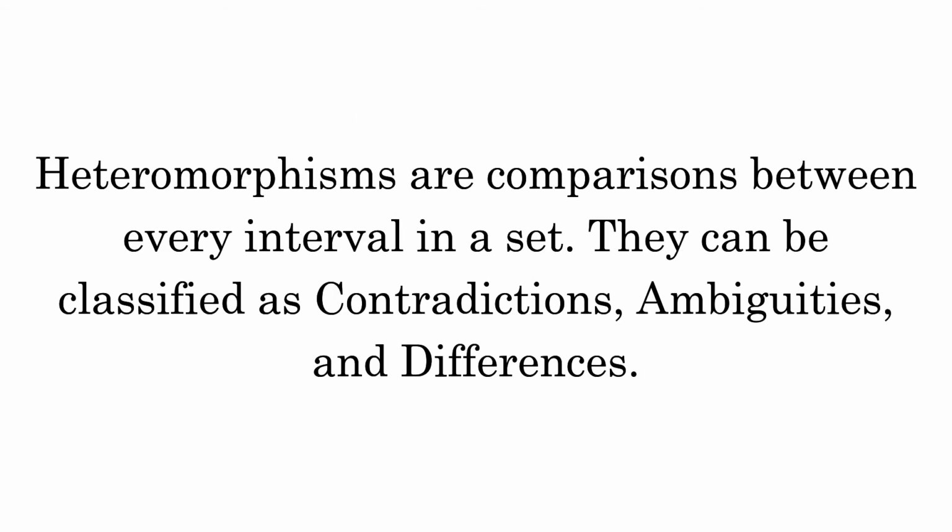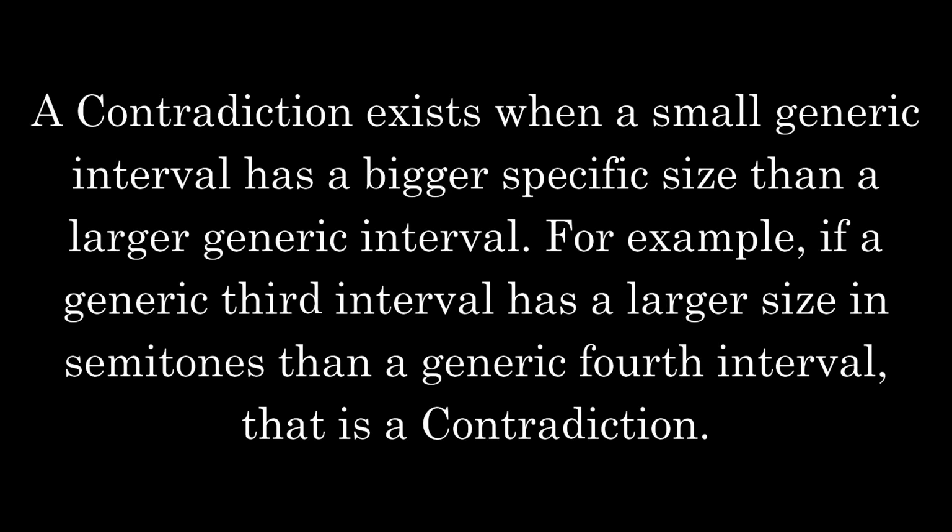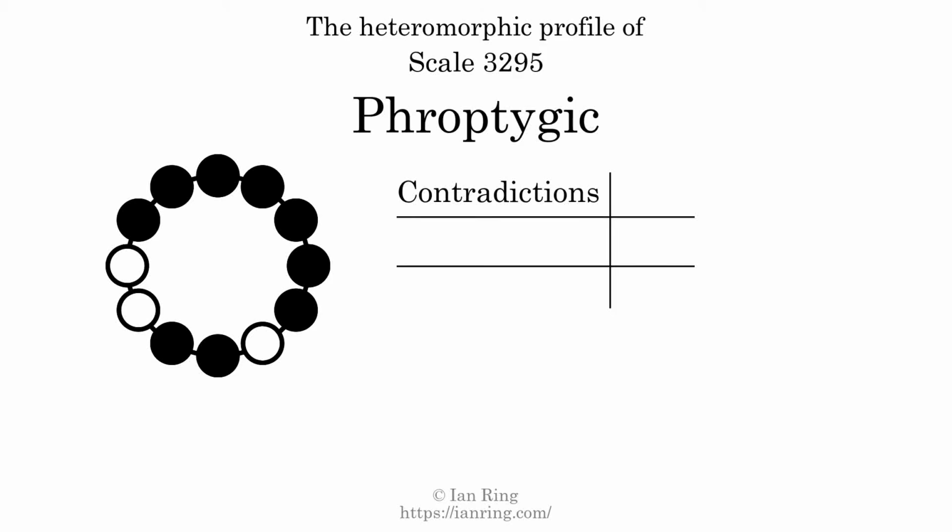Heteromorphisms are comparisons between every interval in a set. They can be classified as contradictions, ambiguities, and differences. A contradiction exists when a small generic interval has a bigger specific size than a larger generic interval. For example, if a generic third interval has a larger size in semitones than a generic fourth interval, that is a contradiction. The number of contradictions in this scale is 64.